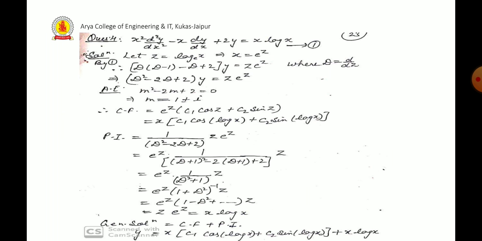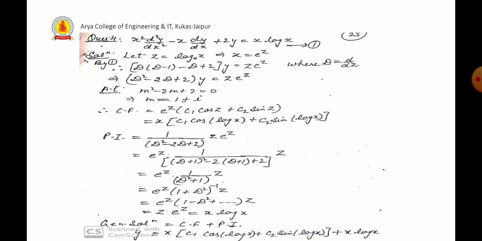Taking an example, x square d2y by dx2 minus x dy by dx plus 2y is equal to x log x, which is equation number 1. Solution. Let z is equal to log x, and this implies that x is equal to e to the power z. Then D(D minus 1) minus D plus 2 applied on y is equal to z e to the power z, where capital D is d by dz.